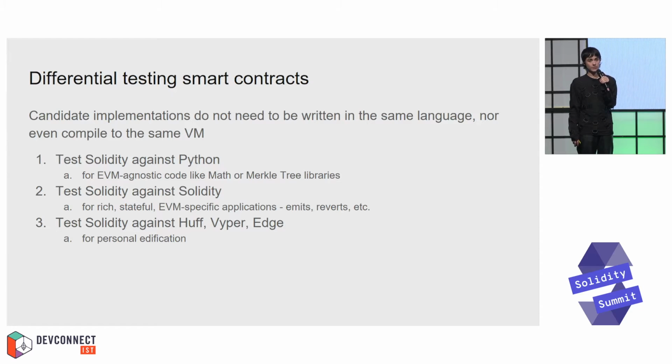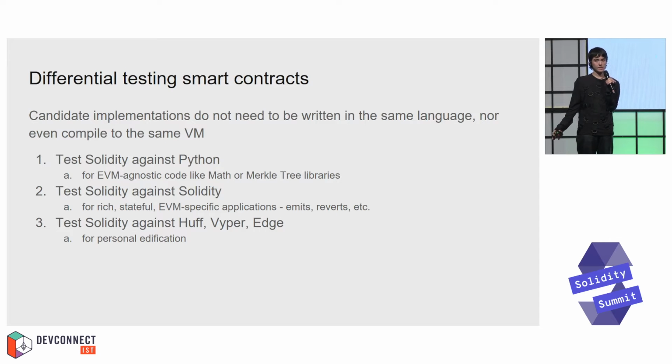For differential testing for smart contracts specifically, it's good to know that the candidate implementations you're comparing don't necessarily need to be written in the same language or even compiled to the same VM. You can differential test Solidity against a Python reference implementation or any other language. This is useful for EVM-agnostic code like a math library or a Merkle tree library, implementations that are very commonly implemented outside of the Ethereum context.